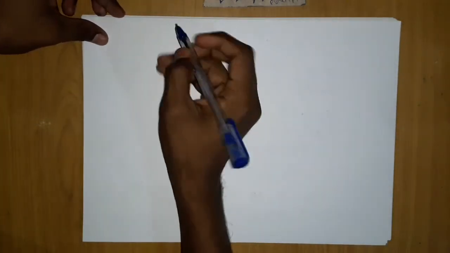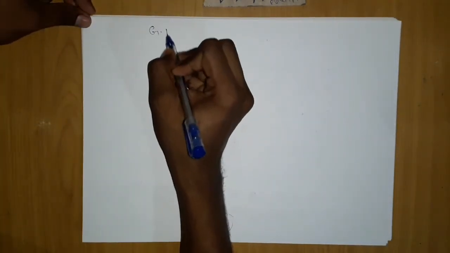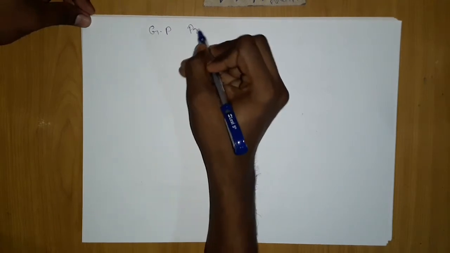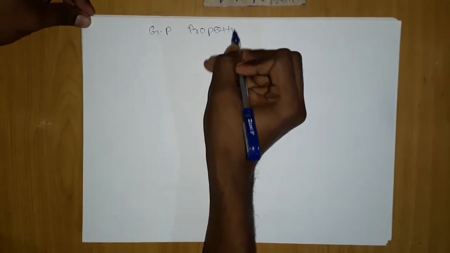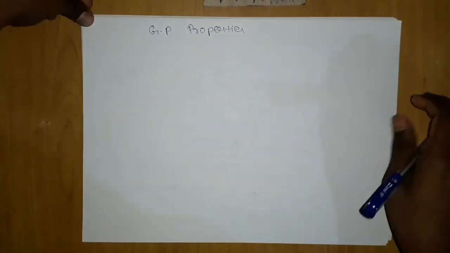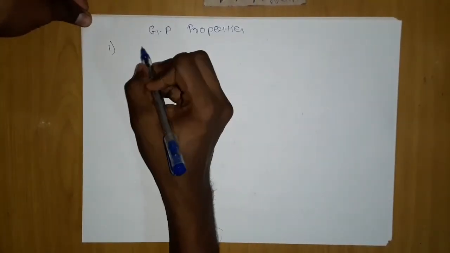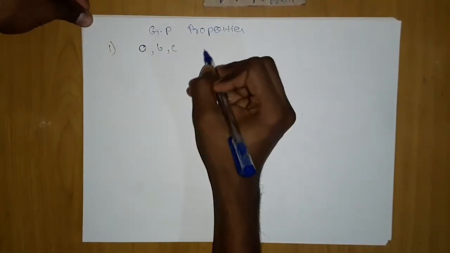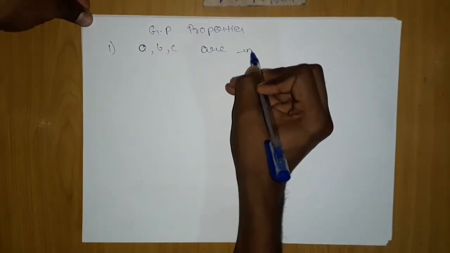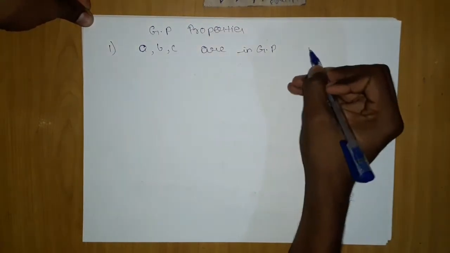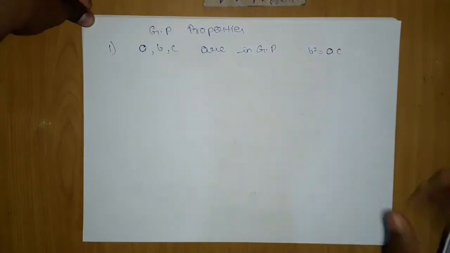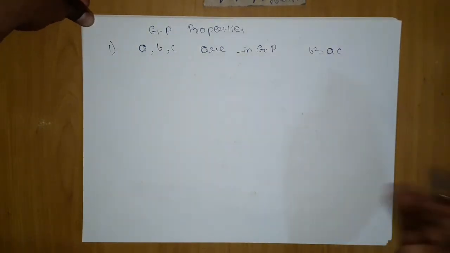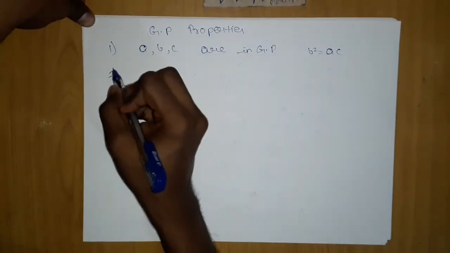But before that, let me tell you some things which are necessary, and in future when we solve some questions it will be useful. GP properties. I have to teach you again and again, otherwise... What does it mean? First property: if A, B, C are in GP, then B square equals AC, which is nothing but the geometric mean. We will study it in more detail in further lectures.